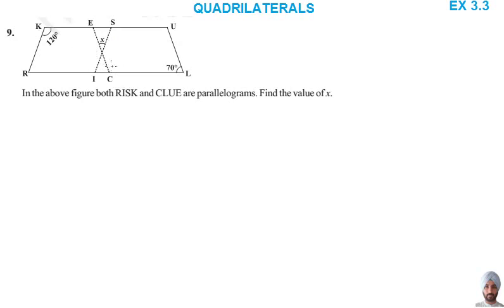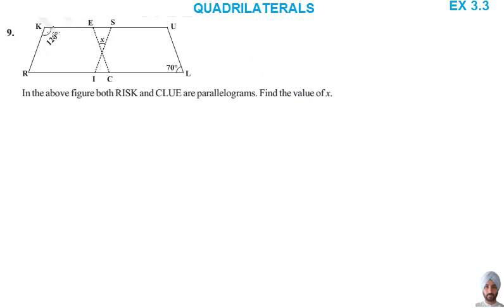One thing you might have observed that I have told you earlier also, that whenever you are giving a name to a quadrilateral or any figure in mathematics, keep it anti-clockwise. So CLUE, again anti-clockwise, RISK is anti-clockwise. Okay, so let's move further. So you have to find the value of x. X is here. So how will you find it?